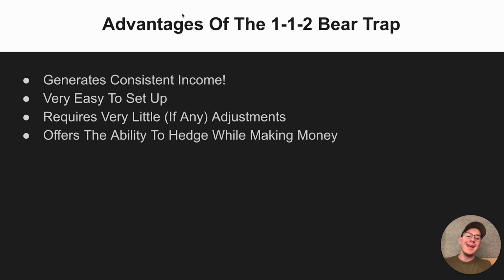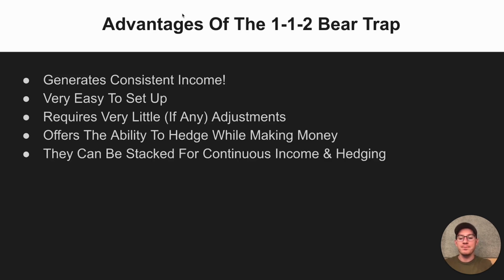It offers the ability to hedge while making money. So it enables you to make money, and then you can use that money to turn it into a hedge. And basically now you have a hedge for free. Most of the times when you put a hedge on, you have to pay for it, but the 112 is basically financing it for you. They can be stacked for continuous income and hedging.